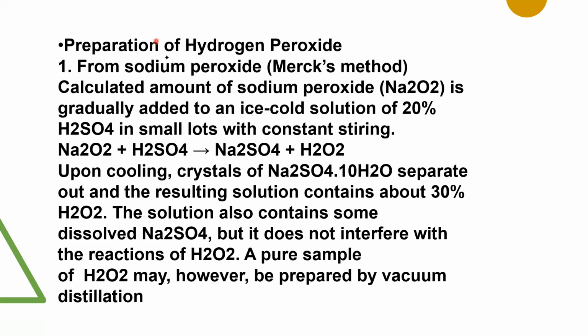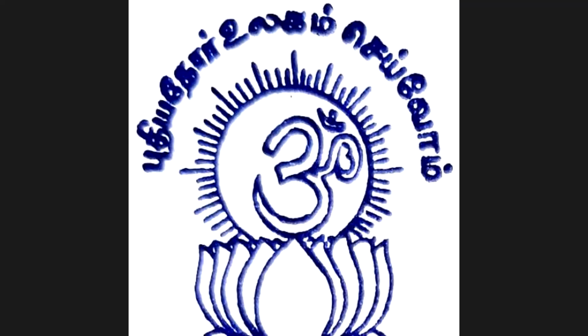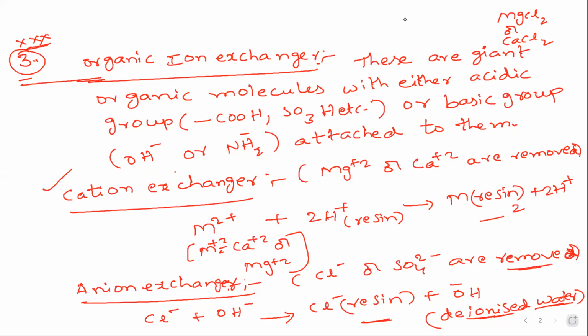Next, we have preparation of hydrogen peroxide. Before going to hydrogen peroxide, I would like to discuss certain questions based on soft water and hard water. Then we'll start hydrogen peroxide. So I'll take the whiteboard now and we'll discuss certain questions based on soft water and hard water.